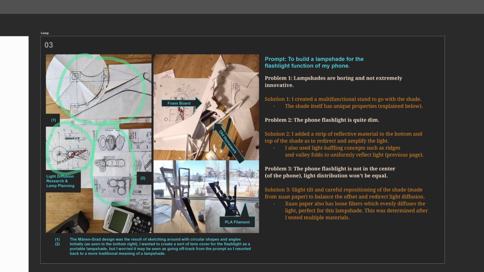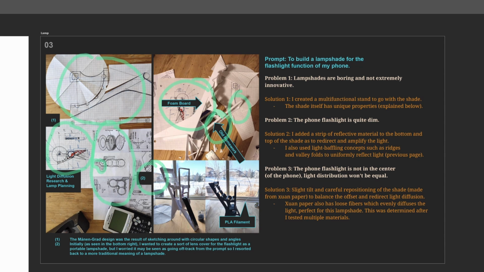As you can see here, with number 2, initially seen at the bottom right, I wanted to create a sort of lens cover for the flashlight as a portable lampshade. So I had something smaller in mind. However, I worried it might seem like going off track from the prompt, so I resorted back to a more traditional meaning of a lampshade. Now I listed my materials: foam board and old homework, because this is just really tightly rolled up pieces of my old math homework, and I thought it was fun.